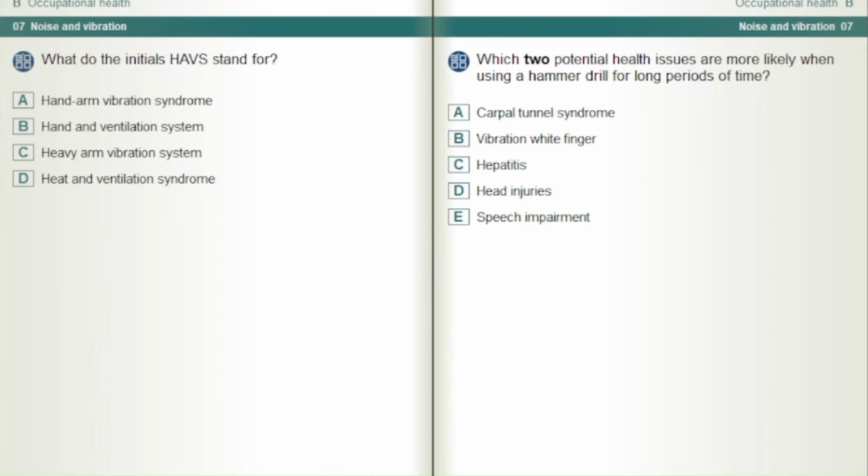What do the initials HAVS stand for? Hand-arm vibration syndrome. Hand and ventilation system. Heavy arm vibration system. Heat and ventilation syndrome.